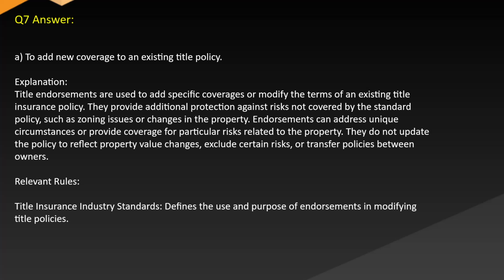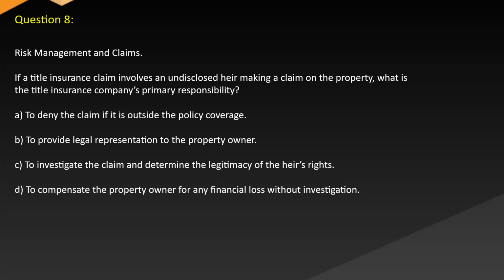They do not update the policy to reflect property value changes, exclude certain risks, or transfer policies between owners. Relevant rules: title insurance industry standards define the use and purpose of endorsements in modifying title policies. Question 8. Risk management and claims. If a title insurance claim involves an undisclosed heir making a claim on the property, what is the title insurance company's primary responsibility? A. To deny the claim if it is outside the policy coverage.